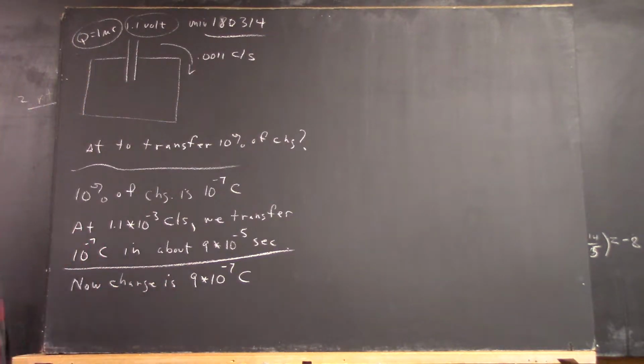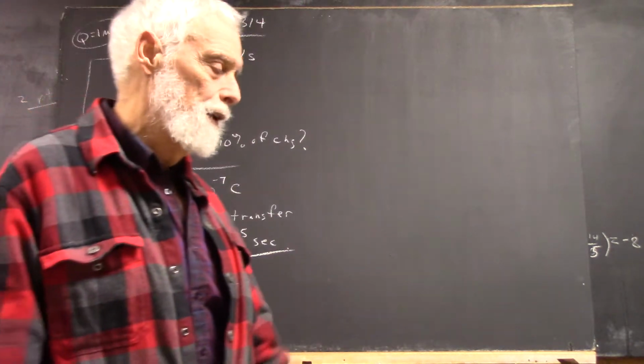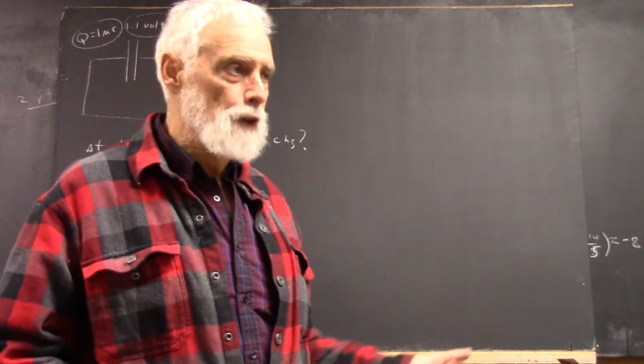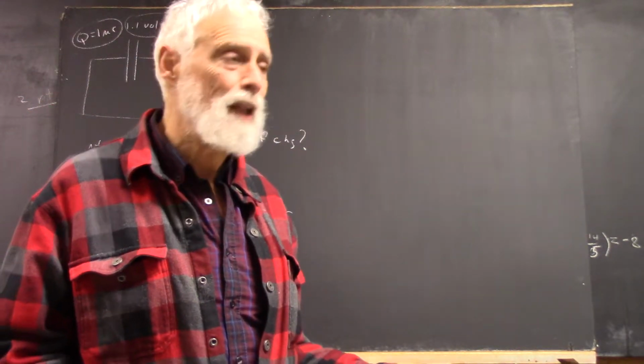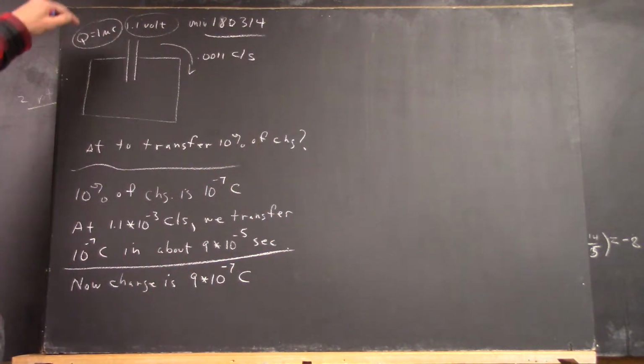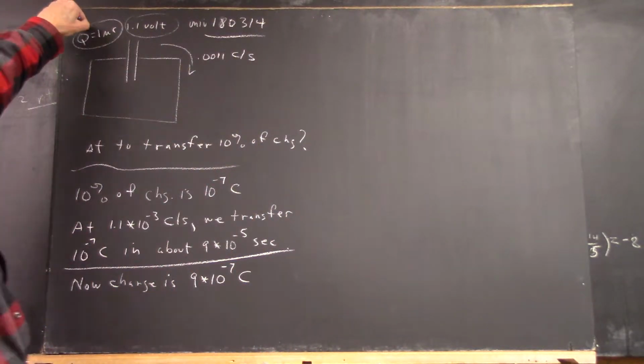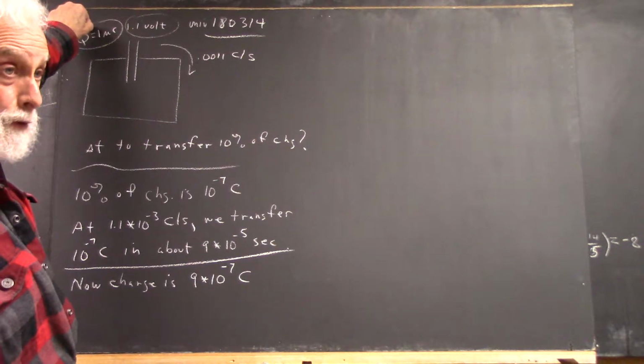Now we want to transfer, on the document here I say transfer 10% of the charge, right? What I really meant to say was transfer 10% of the original charge. In other words, another 1/10 of a microcoulomb, right?